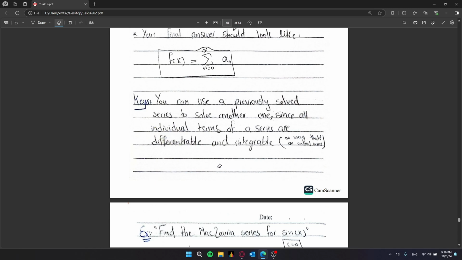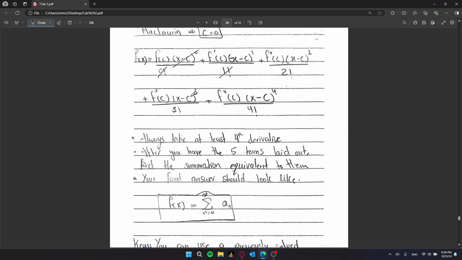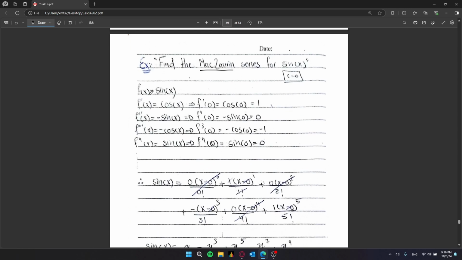So let's take an example. Find the MacLaurin series for sine of x. Since he asked for the MacLaurin series, we know that c is equal to 0. So in this case, we don't include c in our calculations. So f of x is sine. Differentiate it once, differentiate it again, differentiate it again, differentiate it one more time. You get this set of answers. And now put x equals 0 in all of them. You get this set of answers.